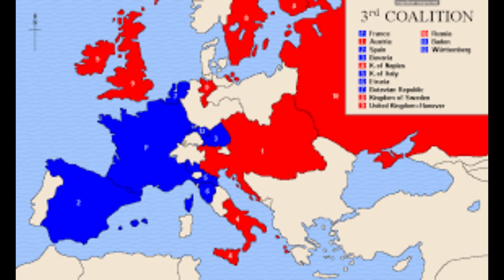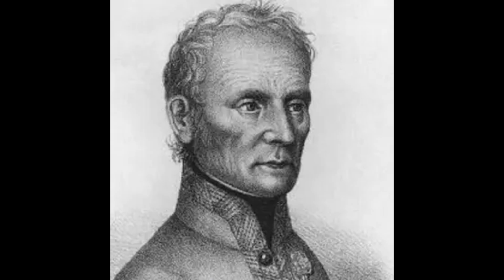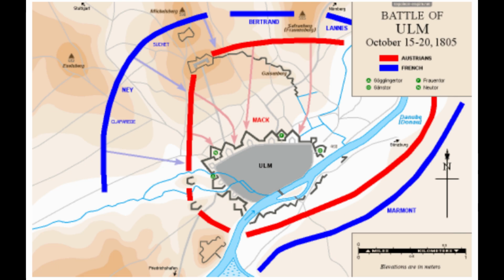Now, as for the military situation, we start with Austrian General Mack von Leiberich, who invaded Bavaria, a French ally. Mack had about 40,000 men. Napoleon, with 80,000 men, quite literally encircled his entire army, with only a small amount escaping.